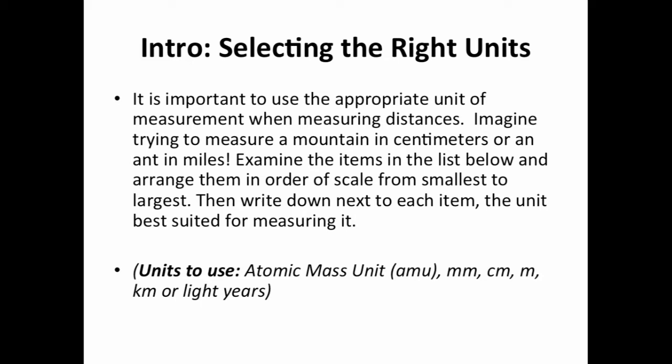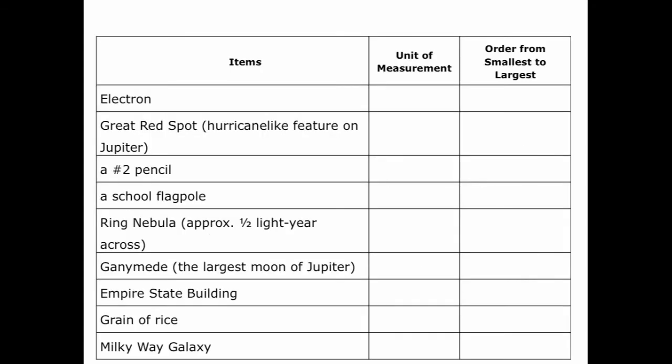So before we go into what a light year is, let's go back over units. It's important that you use the appropriate unit of measurement for the appropriate distance. Like you wouldn't want to measure a mountain with a centimeter or an ant with a mile. So on your notes, you're going to notice a bunch of different items. You're going to tell me what unit you would use, like atomic mass unit, millimeters, centimeters, meters, kilometers, light years, and then you're going to order them from smallest to largest.